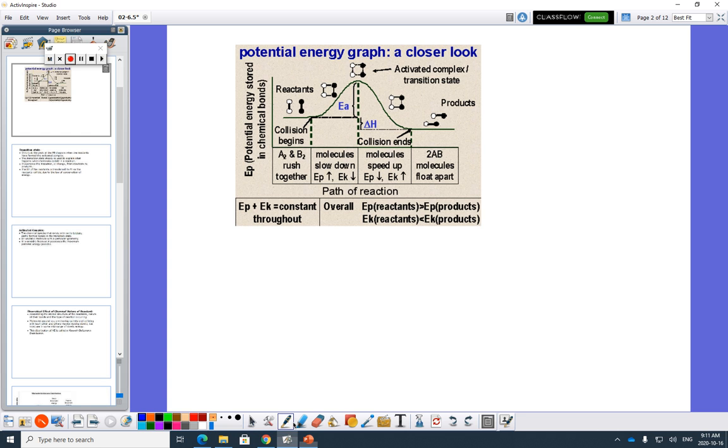We are going to switch to what we call Maxwell-Boltzmann, sorry.